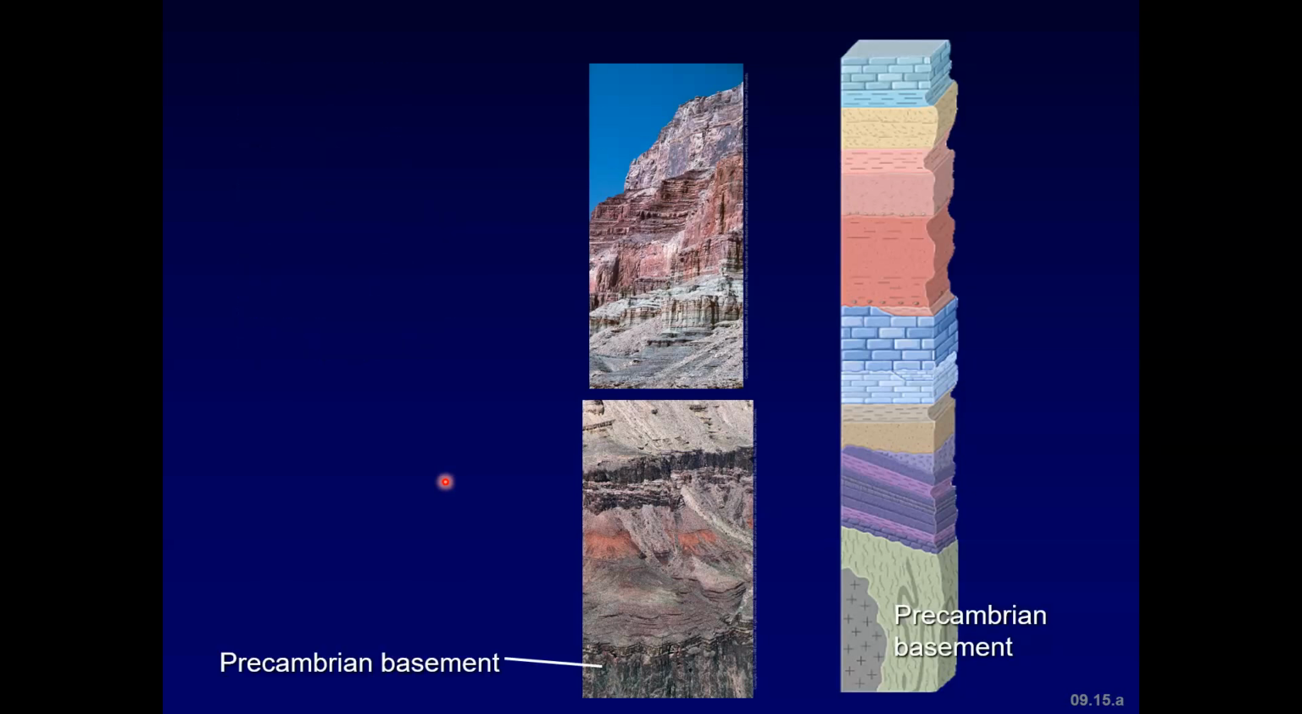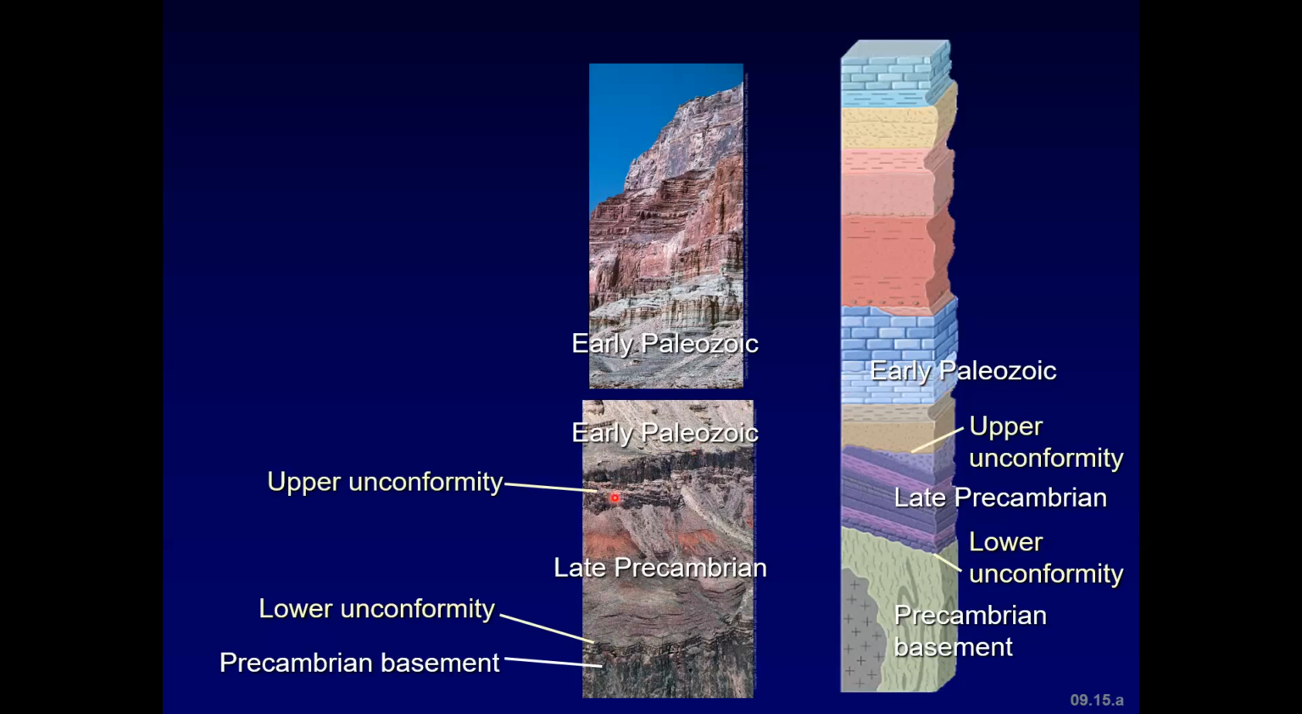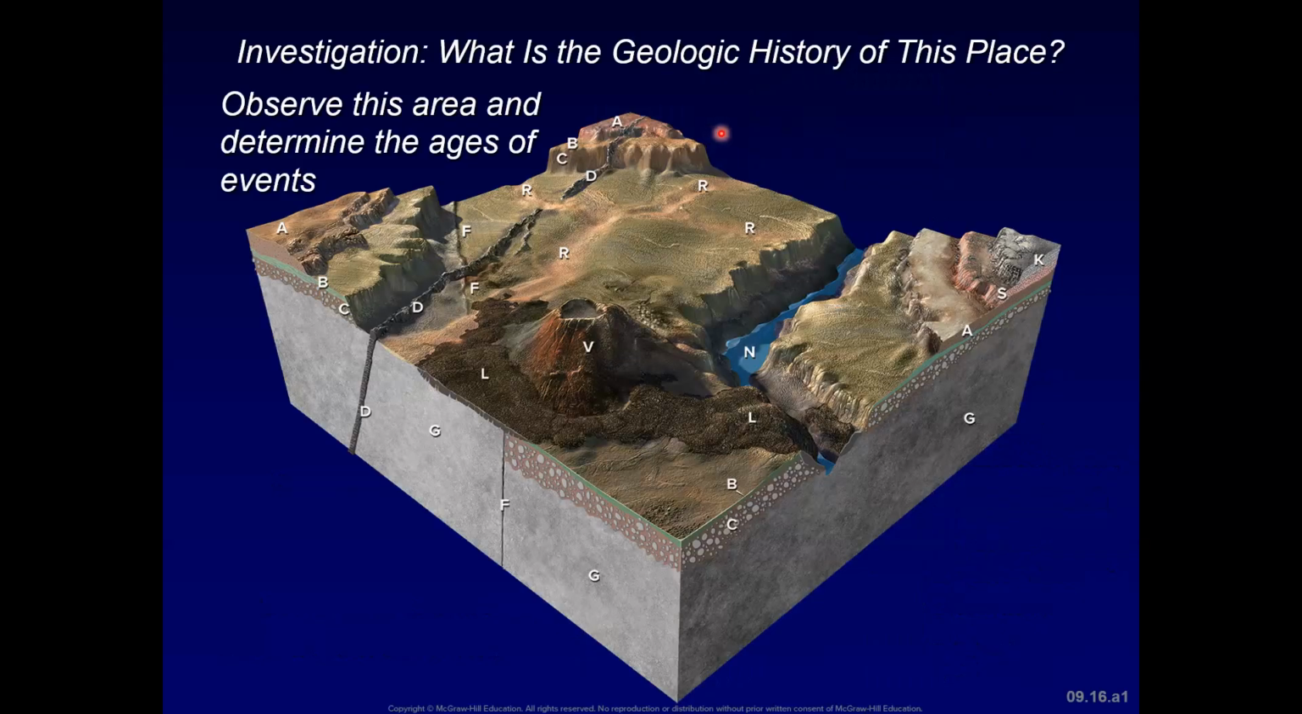Okay, so this is what the Precambrian basement looks like. Then you've got these late Precambrian rocks. You can see they're not quite flat. And a lower unconformity between the two. Then we have our early Paleozoic rocks from shallow seas. There's an upper unconformity between the late Precambrian, early Paleozoic. Then you have middle Paleozoic. Like I said, a diversity of sedimentary environments there. And the late Paleozoic rocks on top.